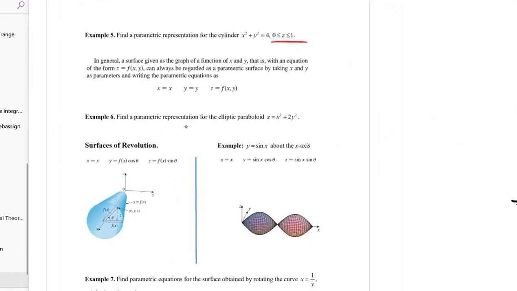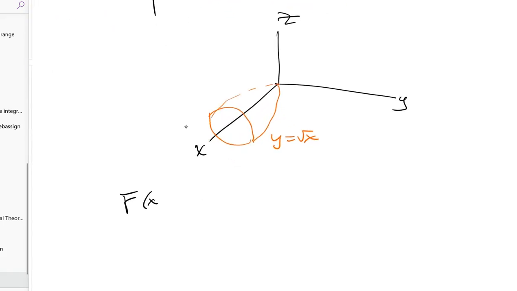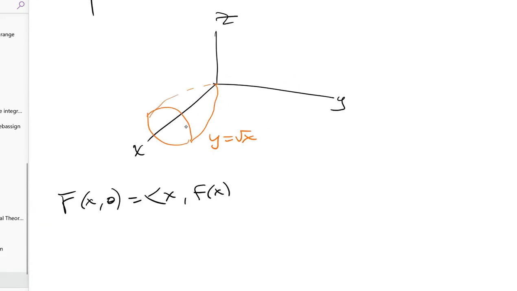So what I'll do is I'll use the formula that they gave, r of uv, in this case r of x, theta. Well, let me just show you what it is, and then I'll explain it. R of x, theta will be x, and then f of x cosine theta, comma f of x sine theta, like that.